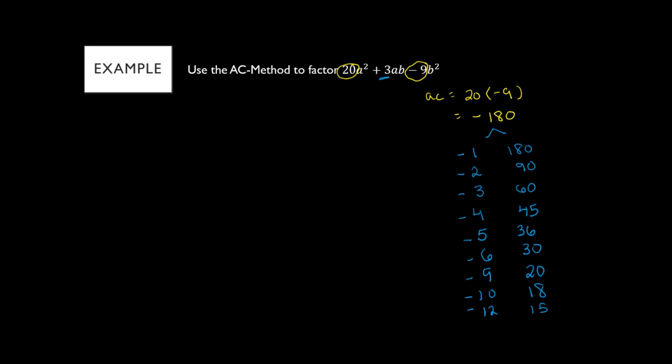And now we're looking for the combination that gives us 3. These have to add to 3. So you just go down the list until you get to the pair that adds to 3, which is the last one on the list, -12 and 15.